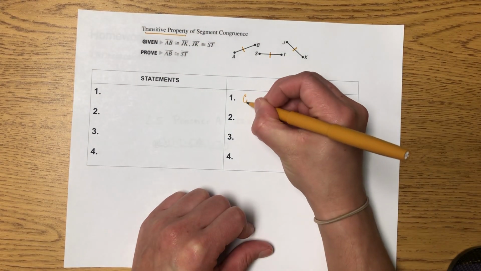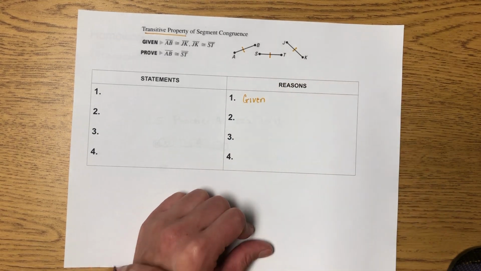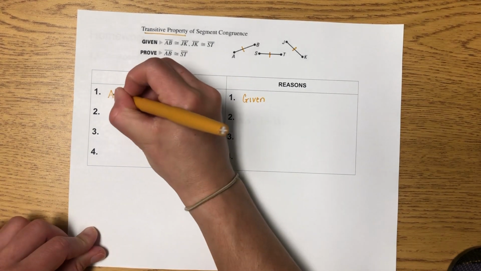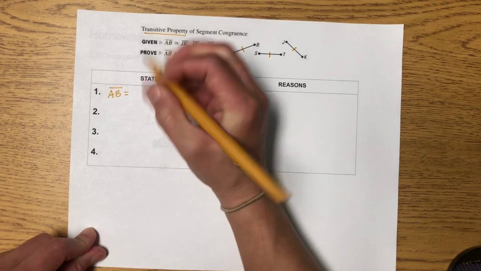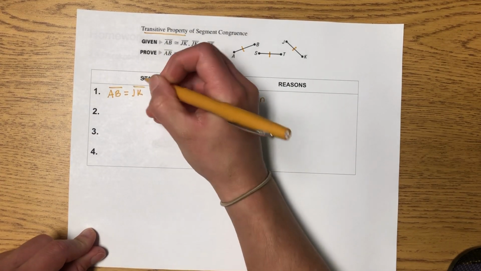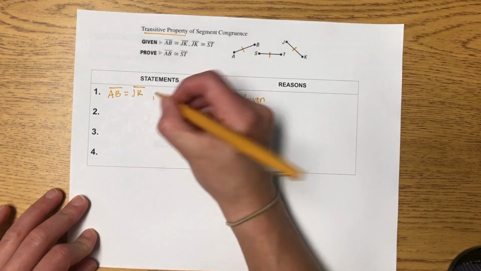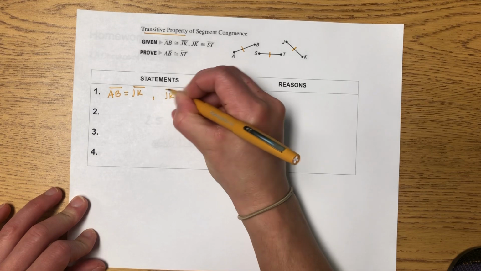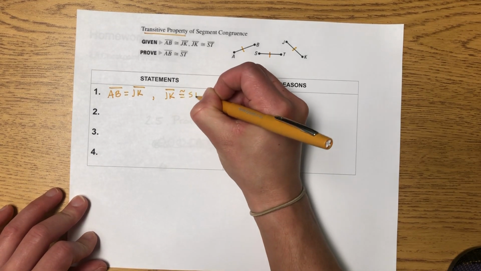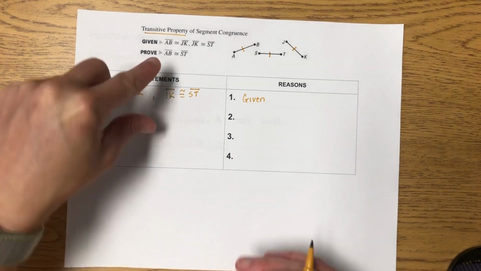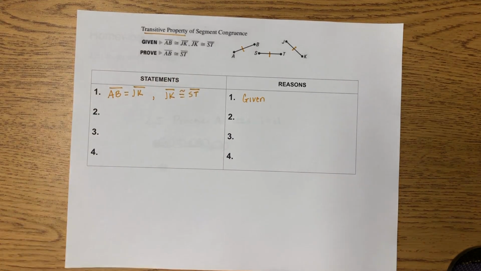So our first reason here is going to be what is given. The first thing that they give us is that the line segment AB is congruent to the line segment JK. The second thing that they give us is that the line segment JK is congruent to the line segment ST. They give us that information, and that's really all we need in order to figure out why AB is congruent with ST.